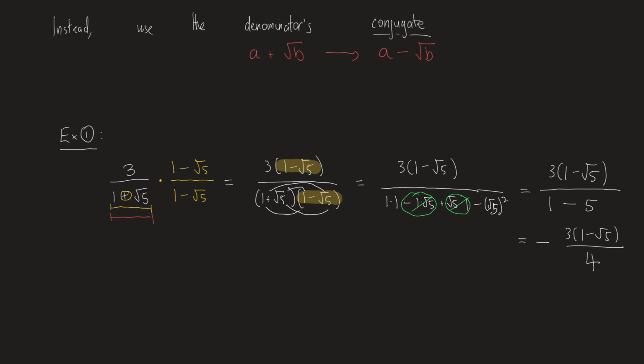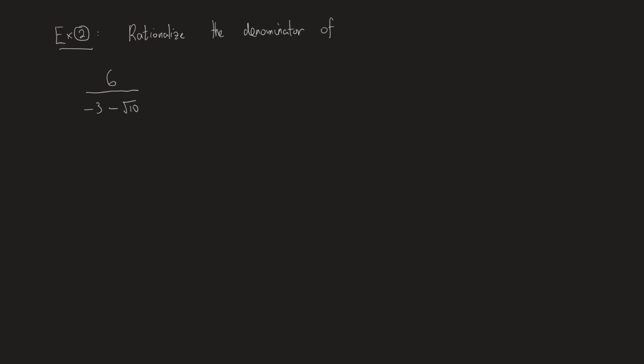In the instance that my denominator has a negative to begin with, so it looks something like c minus the square root of d, the conjugate of that, again, just reverses that negative sign back to a positive. So I'll get c plus the square root of d. So now that we have the vocabulary figured out, let's try one more example here.